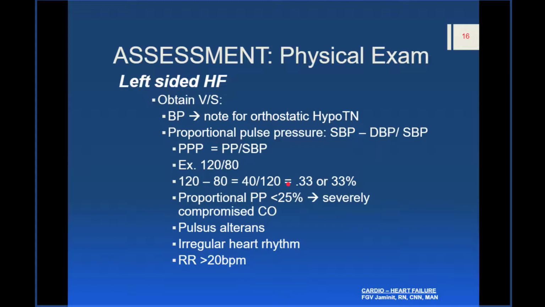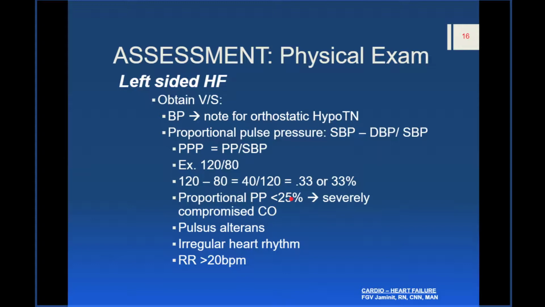When a proportional pulse pressure decreases or is less than 25%, it means that the cardiac output is severely compromised. Meaning when the cardiac output is severely compromised, we expect that the supply of oxygen, perfusion, as well as nutrients to other parts of the body, specifically the major organs, are also affected.